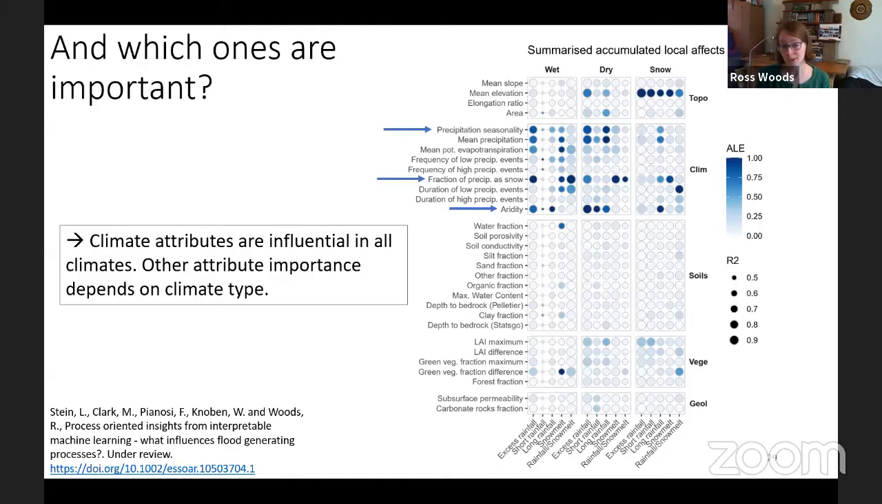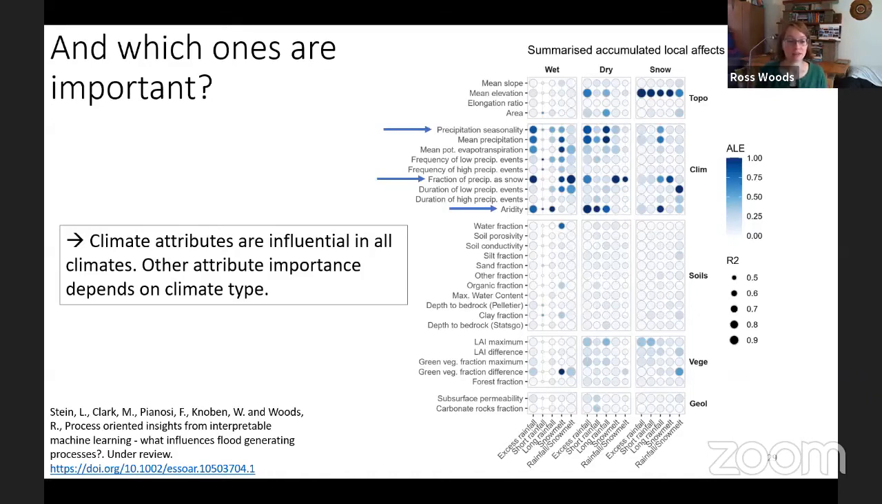But it's not always the same one for each process, and it's not the same ones in the wet, dry, and snowy catchments. For example, in snowy catchments, elevation is also a very important attribute. So the takeaway message for this one is that you need to take into account what process you're looking into, and you need to take into account what climatic area you're looking into to actually evaluate the influence for the different attributes. So what are the implications for that?